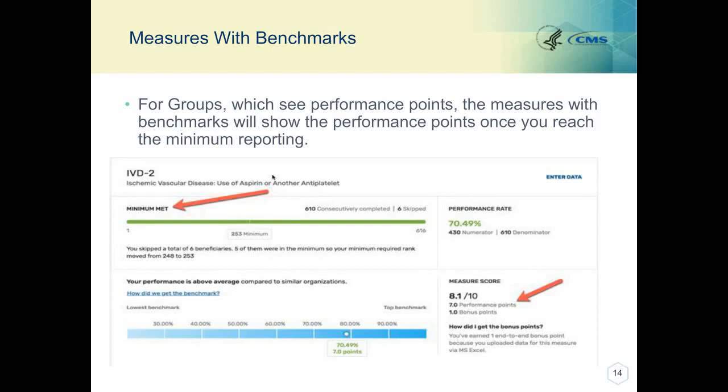So this is specific to groups who see the performance points. In measures with benchmarks, and here you see this particular measure has a benchmark, you will receive performance points. And here you can see that this measure's met the minimum reporting requirement, and in this particular case, they've gotten 7 performance points for this particular measure.